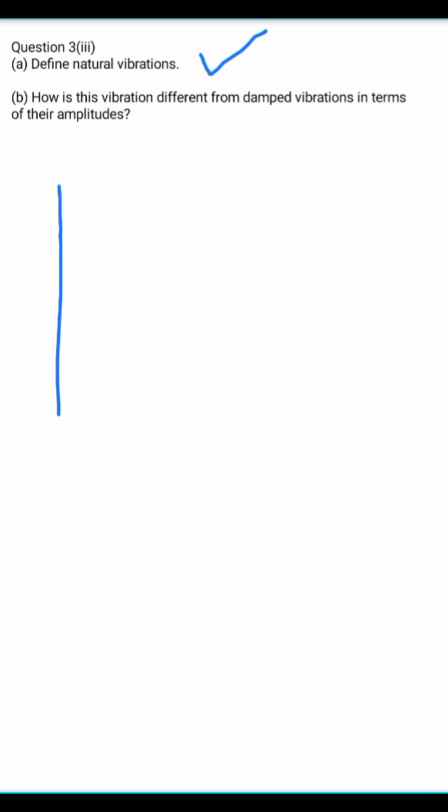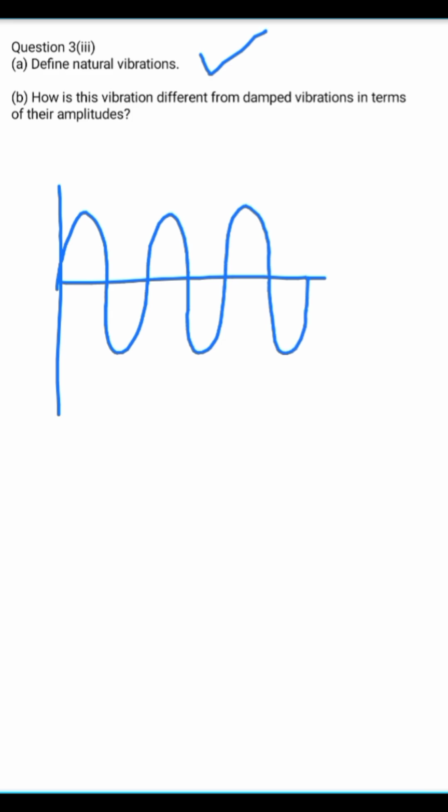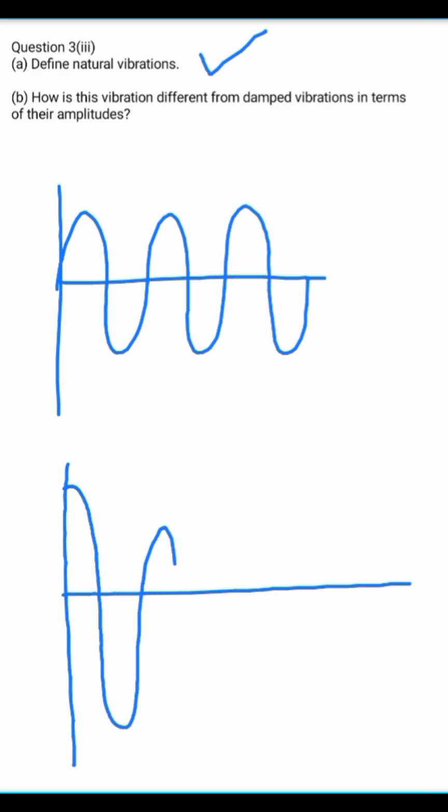So if I draw it, it will look somewhat like this. This is a natural vibration, the amplitude is not changing. But if I consider the case of a damped vibration, slowly the amplitude will decrease and then it will completely become zero. Hopefully you have understood.